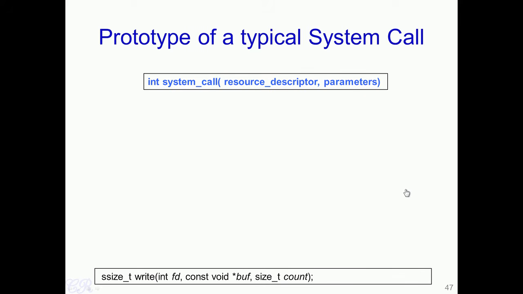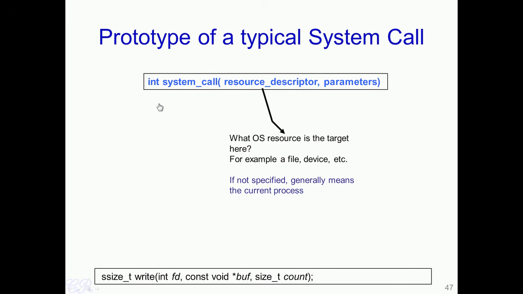Now, let us look at the typical prototype of a system call. So, a typical system call is as shown over here. Of course, it has a system call name, that is a function name, and then it is passed some resource descriptor and parameters, and typically would return an integer. So, the resource descriptor specifies what operating system resource is the target here. For example, it could be a file or a device, and as we have seen in the previous slides, it could also specify a particular monitor.